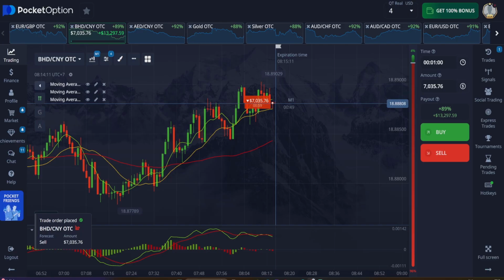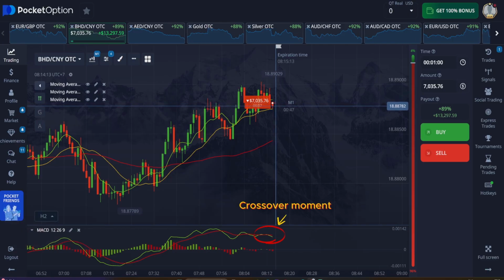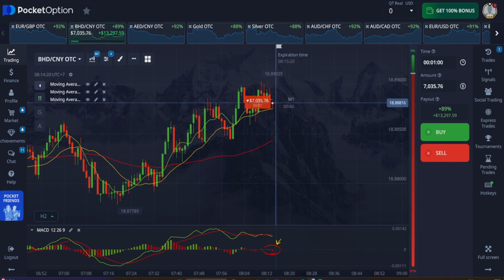I'm taking a sell position because the MACD indicator has just given a clear bearish signal. The MACD main line has crossed below the signal line, while the histogram is shifting from the positive area into the negative side. This indicates that downward momentum is building, and sellers are taking control of the market.